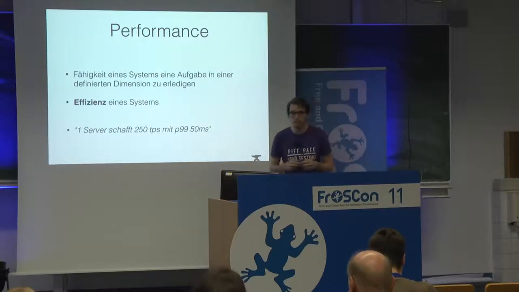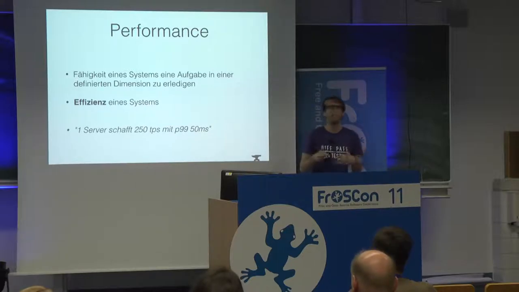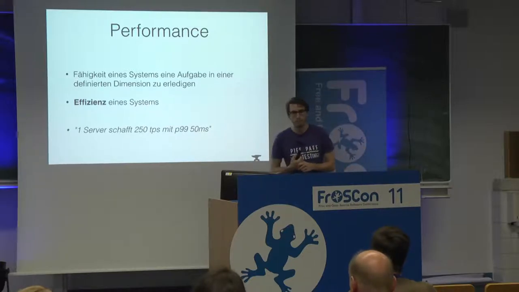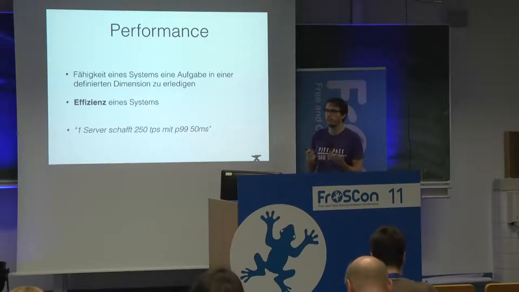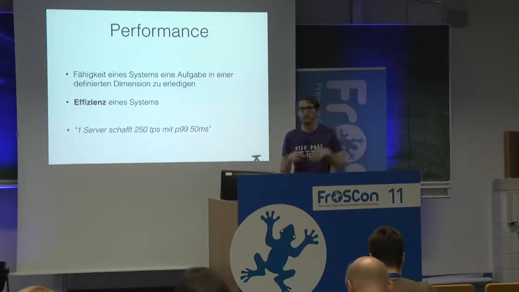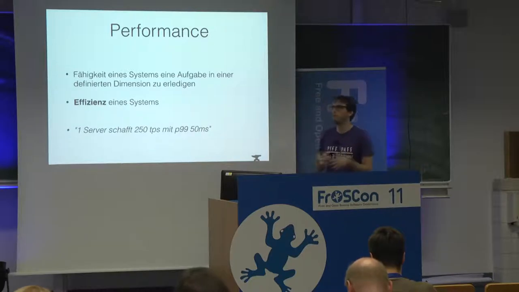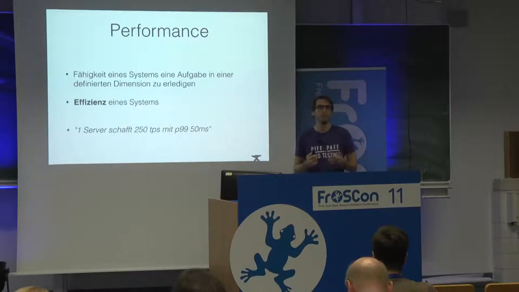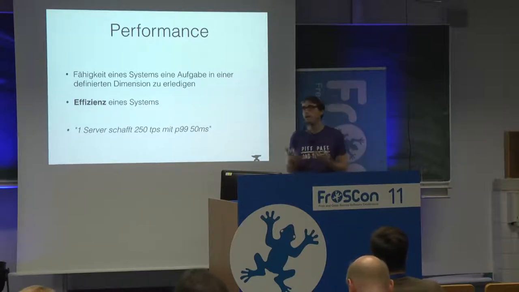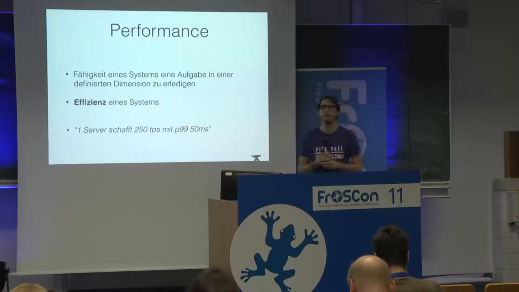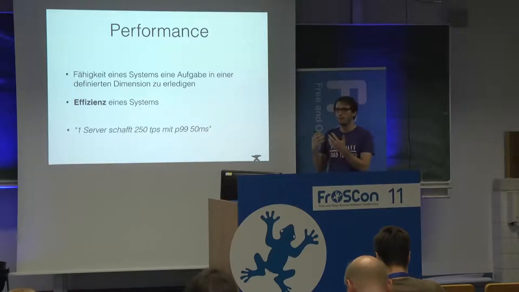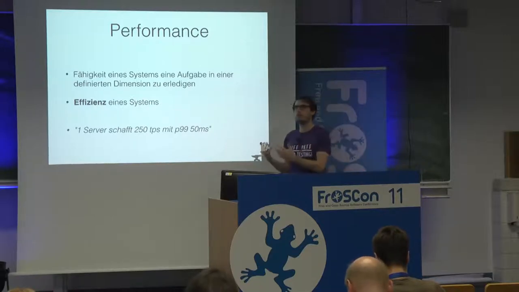the ability of a system to fulfill a task within a well-defined dimension. And this is basically efficiency. So the task could be a transaction or a web request or something like that. And the dimension could be time, then we get something like response time. Or it could be memory usage, disk usage, or even money. So you could also define performance in terms of efficiency: how much does it cost to serve a specific transaction.